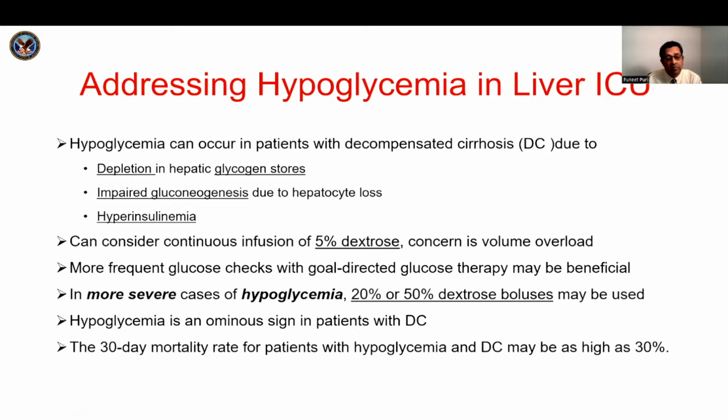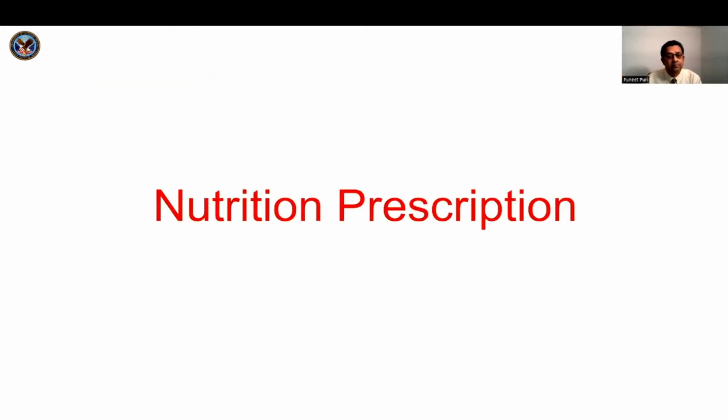Hypoglycemia, as stated before, is an ominous sign in patients with decompensated cirrhosis, and the 30-day mortality, as shown before, may be as high as nearly 30%. So one third of patients may end up dying within 30 days if they have challenges with hypoglycemia. So we need to pay attention and address this early in the game.